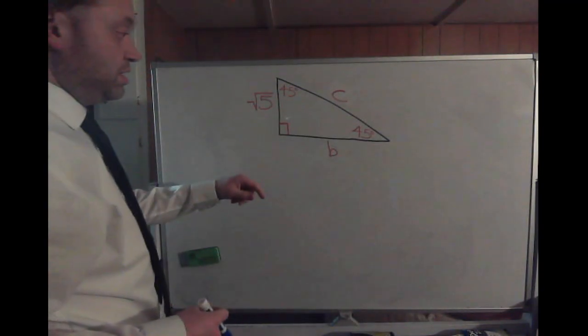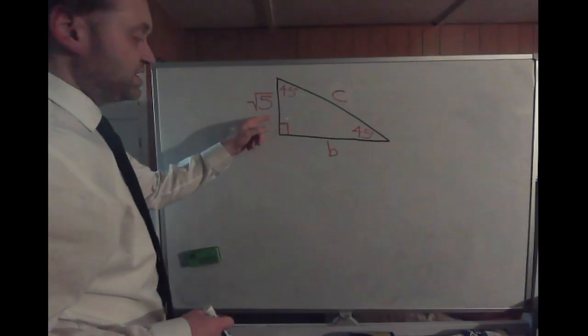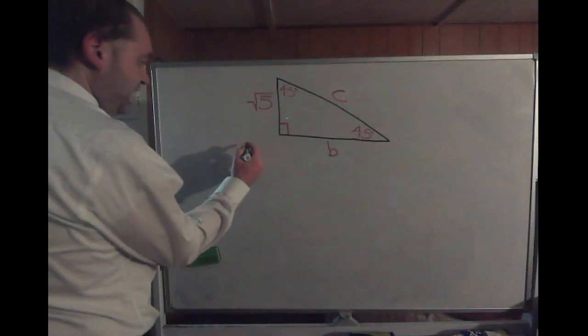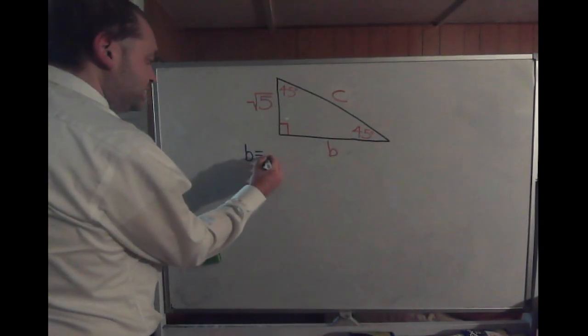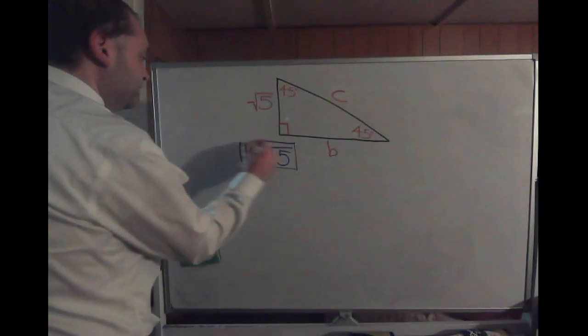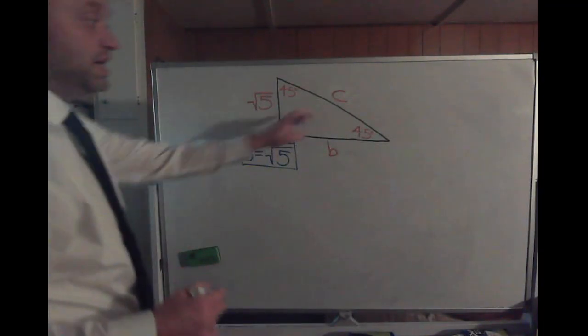Well, the square root of 5 is opposite a 45-degree angle, B is opposite a 45-degree angle, so that would only lead us to believe that B is equal to the square root of 5. That was easy enough. Now how about the length of C?